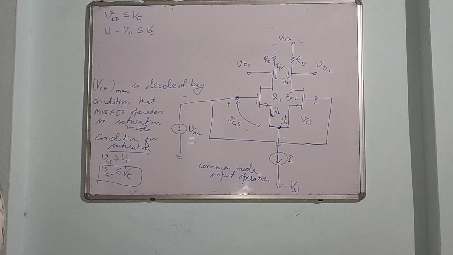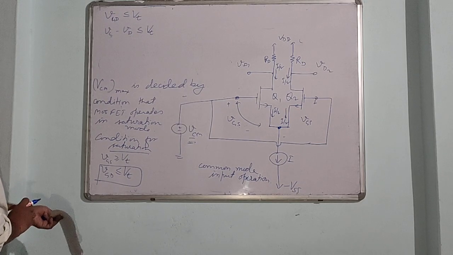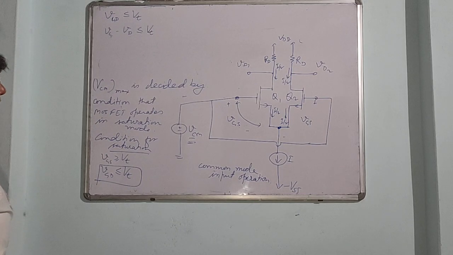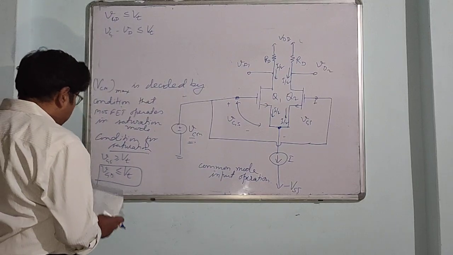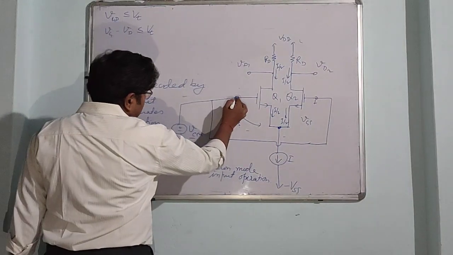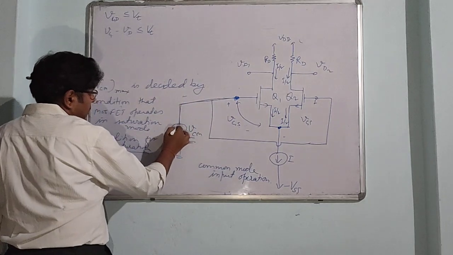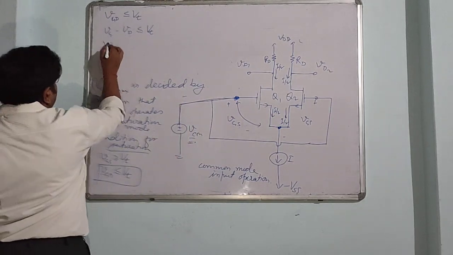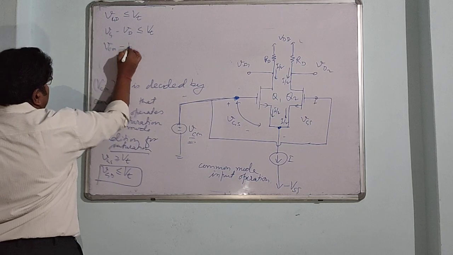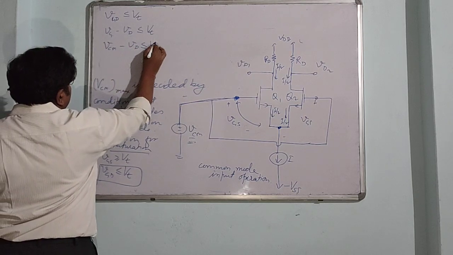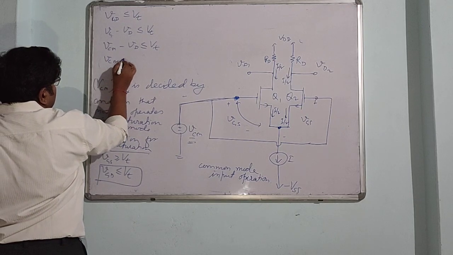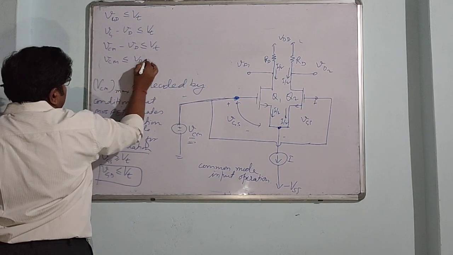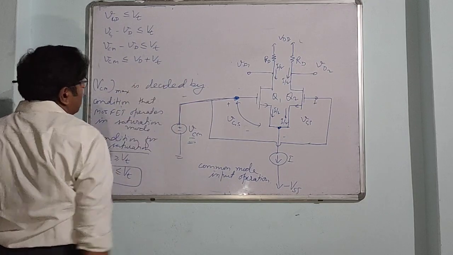And what is the gate voltage? Gate is connected to this VCM. So this is the VCM minus VD, or VCM is less than or equal to VD plus VT. Okay.